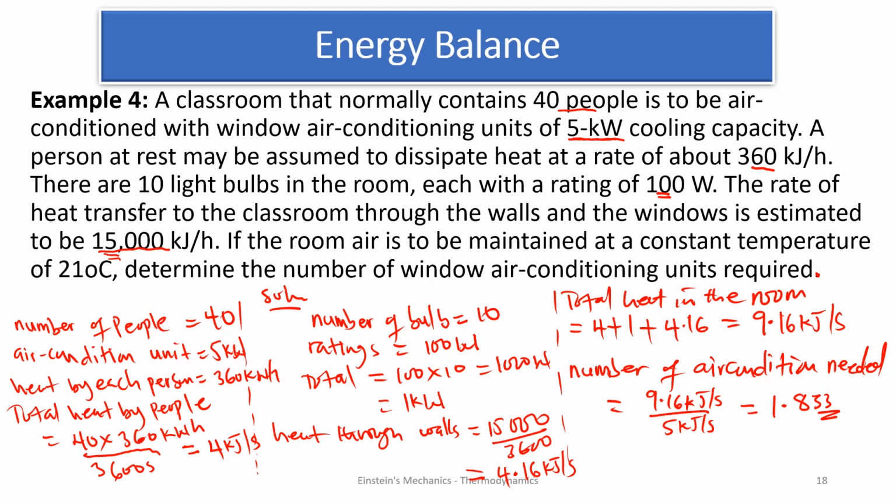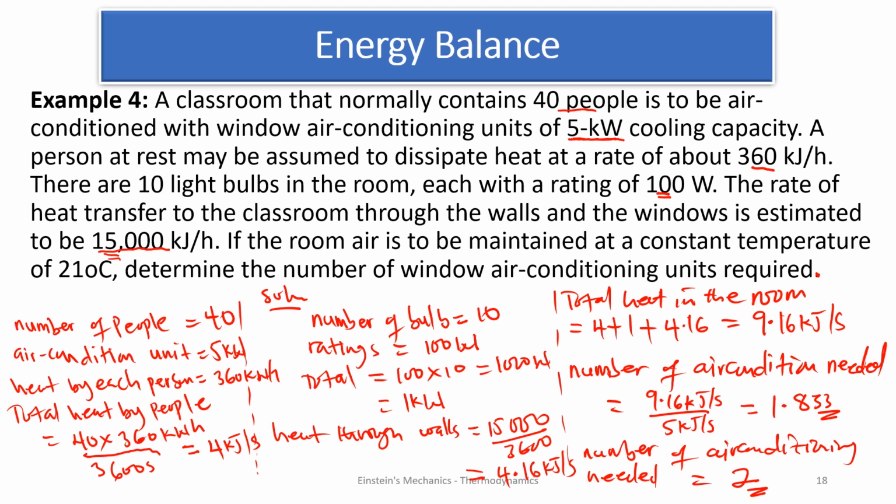So to cater for the heat content in this classroom, what we have to do is buy 2 air conditioning units. And you conclude the number of air conditioning needed is 2. We need 2 air conditions to cater for this classroom. I hope it's very interesting.